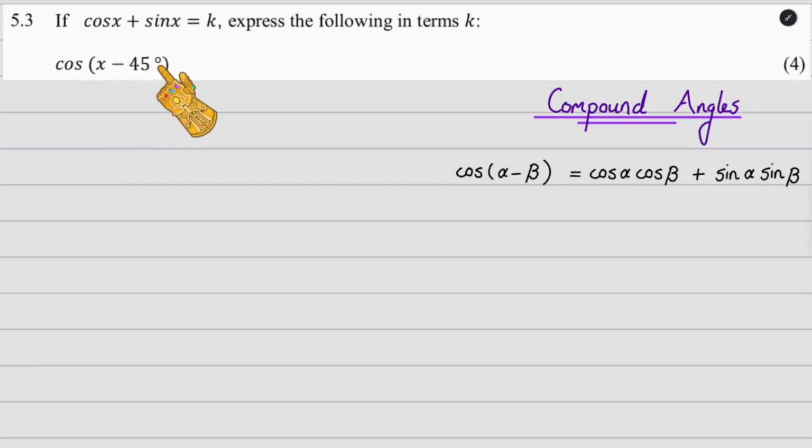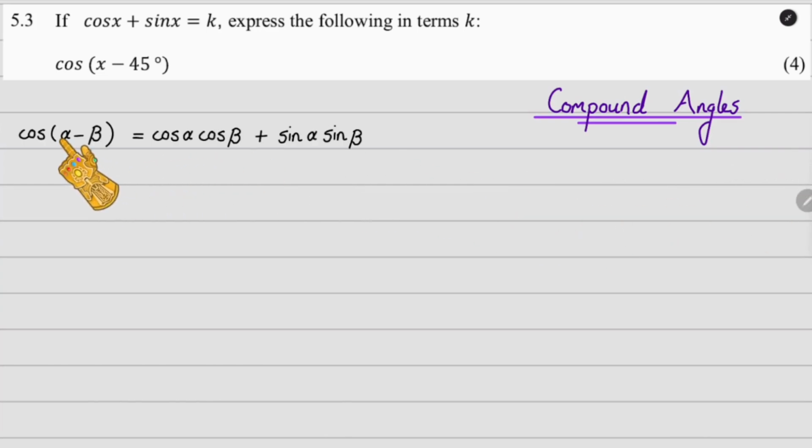So I'm going to expand this using this. And let me show you how you accomplish that. Okay, so I'm not working with a and b, I'm working with x and 45. So I'm going to replace this a with x and this b with 45, and that's going to trickle into this side as well.